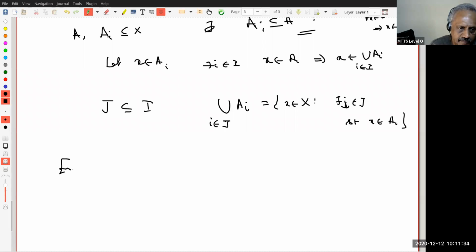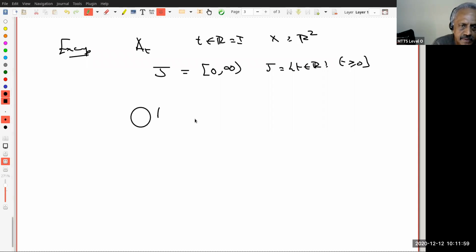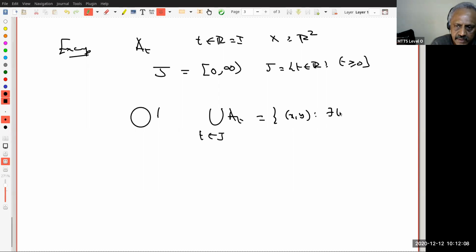Let us look at an example. The same case A_t: my t was in R and my X was R². Now let T be in R, which is I, and my J equal to 0 to infinity, that is, the non-negative t in R. This is a subset, right? t greater than or equal to 0. Now what is the union of A_t, t in J? According to our definition, this is the set of all (x, y) so that there is a t in J so that (x, y) belongs to A_t.